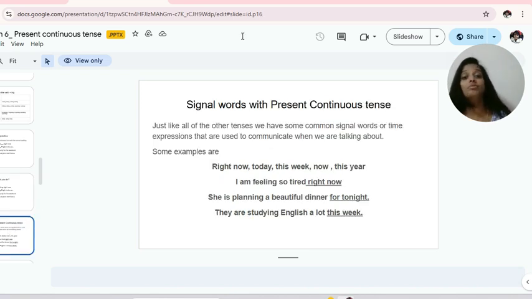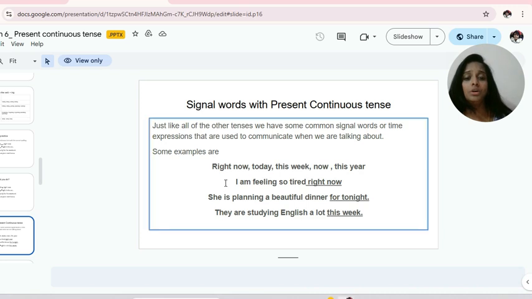And let's see some of the signal words for the present continuous tense. Signal words are like little clues that help us identify when to use the present continuous tense. These words or expressions often emphasize the ongoing nature of an action. So here are some common examples. Right now, today, this week, now, this year, and let's see how they fit into the sentences.